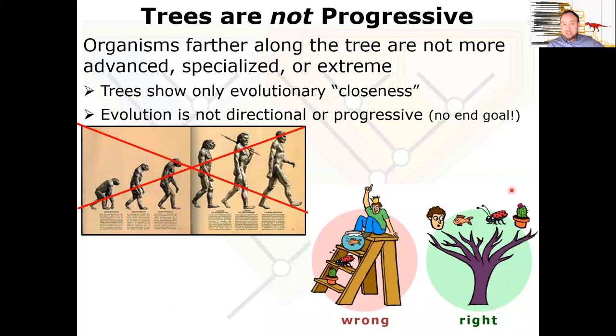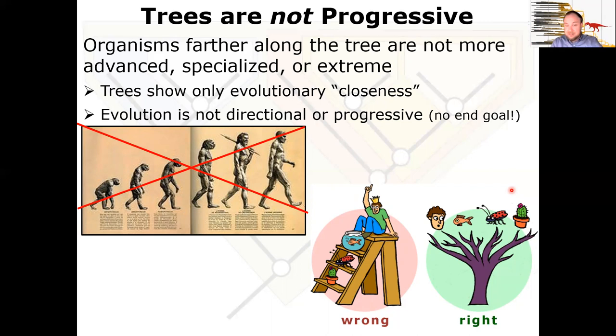Another thing to keep in mind is that trees are not progressive. So one common misunderstanding, for example, there is an evolutionary tree behind me here. We've got something here closer to the base of the tree, and then we've got some of these things farther out on the terminal branches. They're farther along on the tree. Some people interpret that as they are more advanced, or more specialized, better adapted to their environment, or more extreme in that they're highly specialized and focused to a niche such that they couldn't survive elsewhere. They're not generalists anymore.